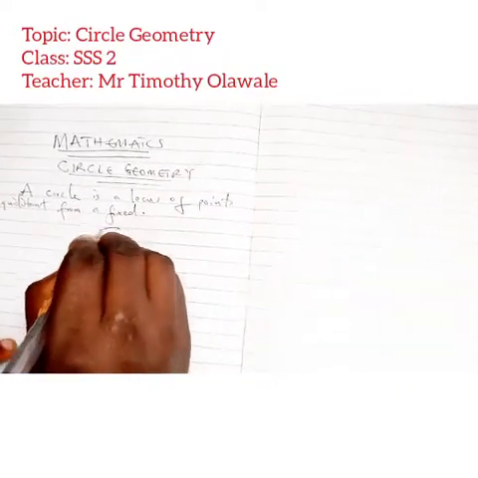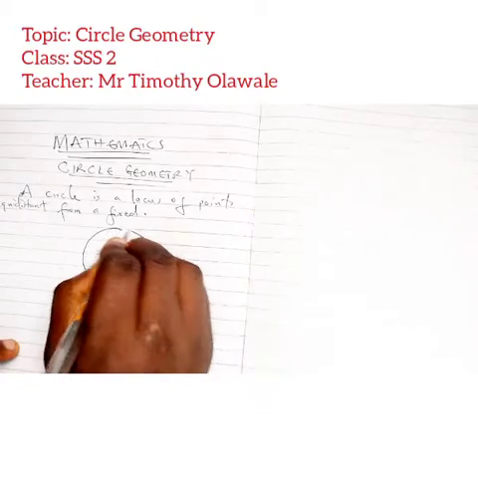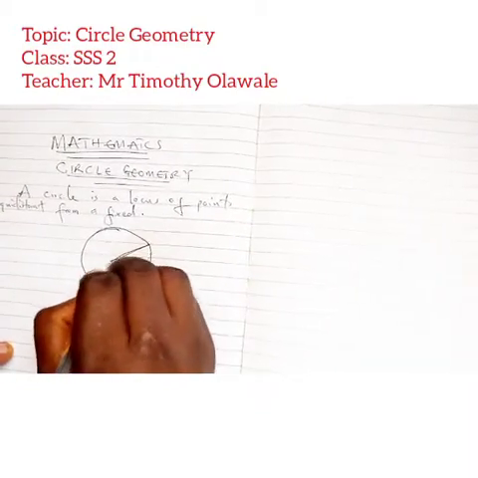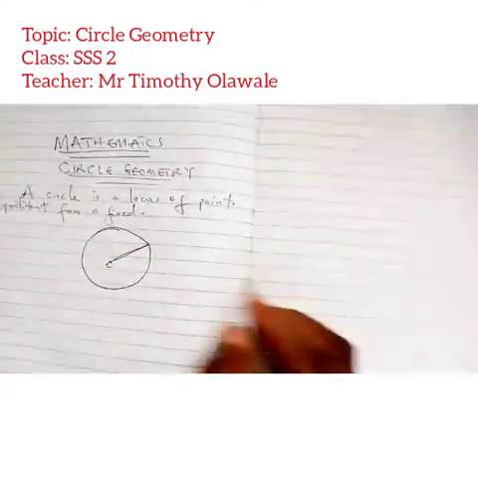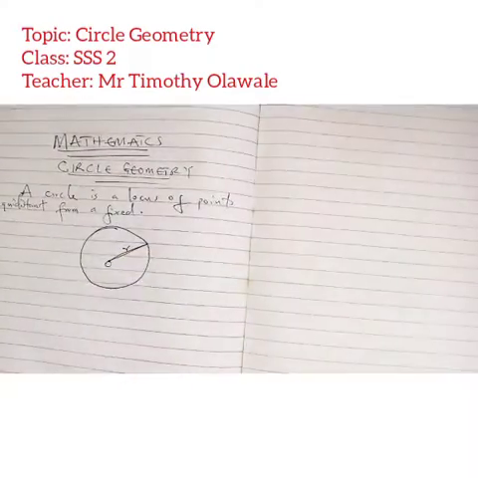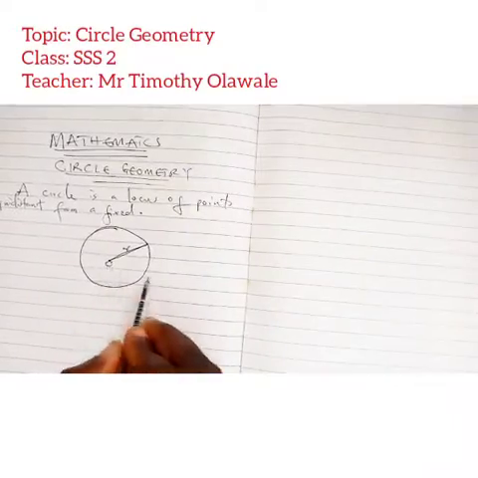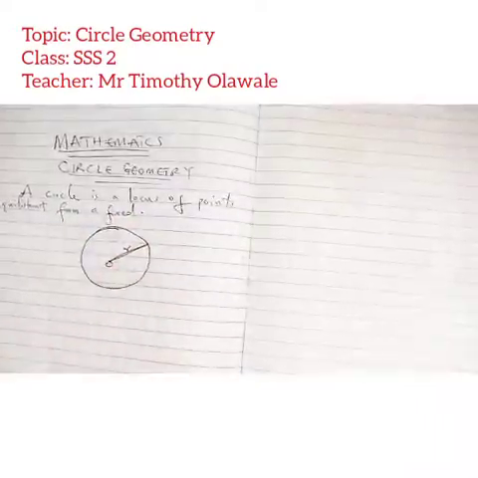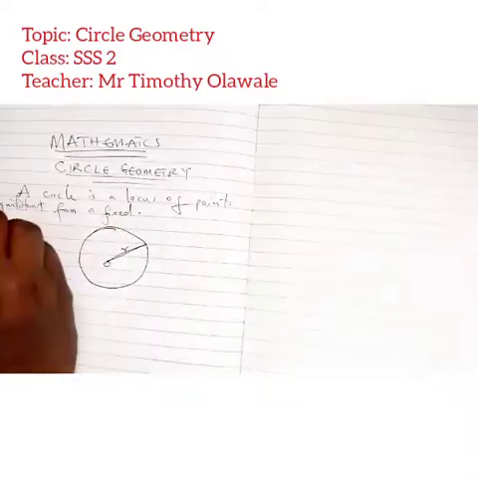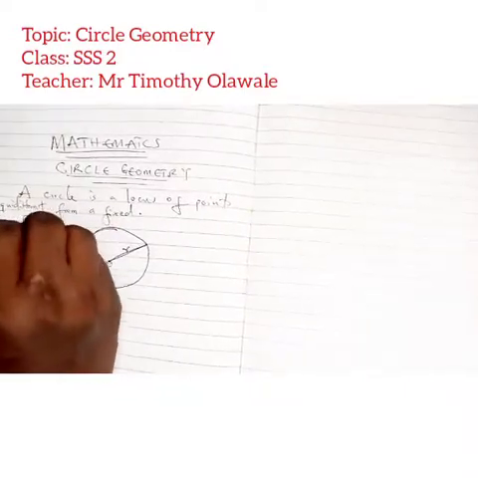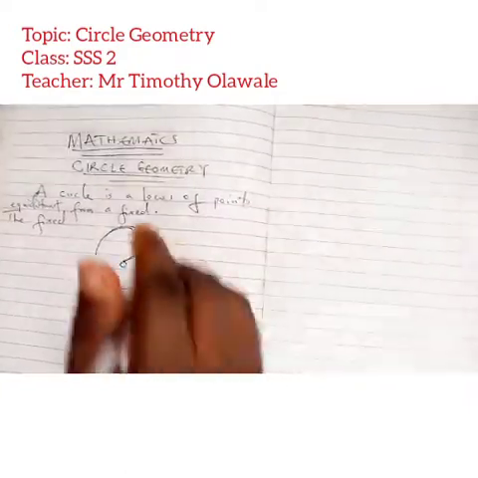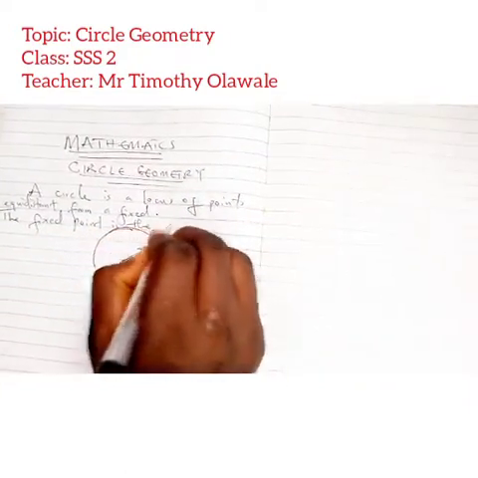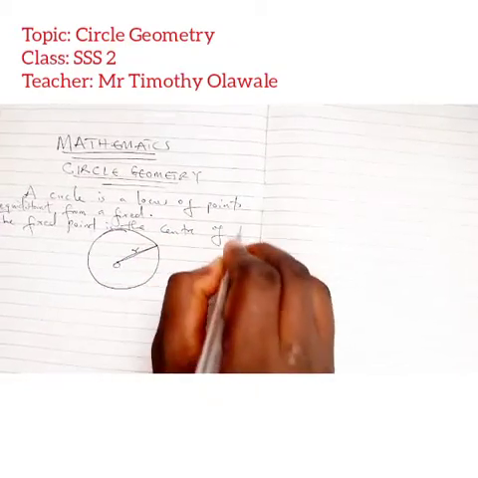Now, let's look at a circle like this. This is just a sketch. We have a center of the circle. Let's assume this is the center. This is the radius. And also from here to here is the same as from here to here, from here to here. That's why we say a circle is a locus of points equidistant from the fixed point. The fixed point is the center of the circle.